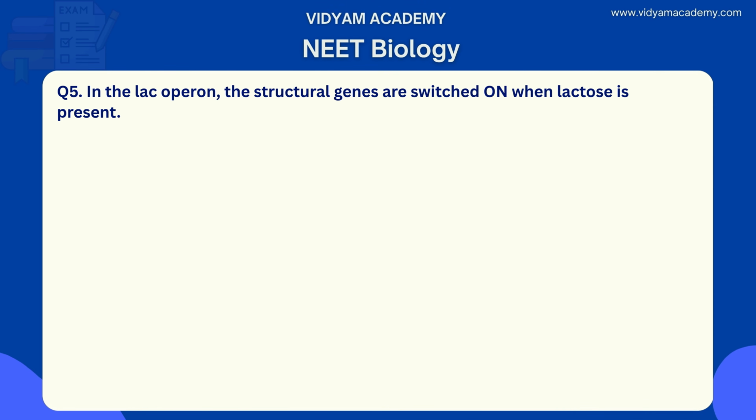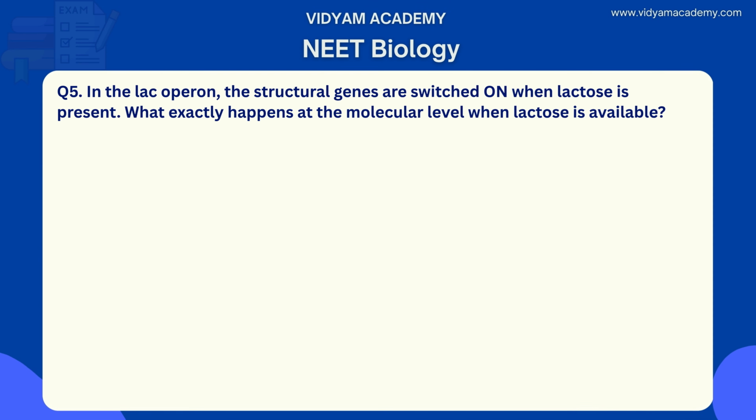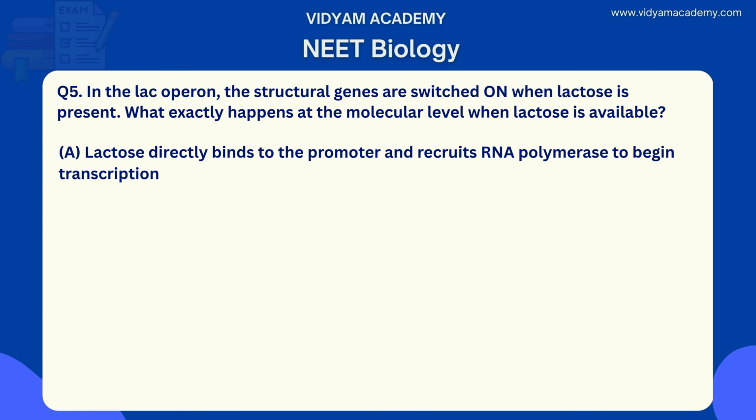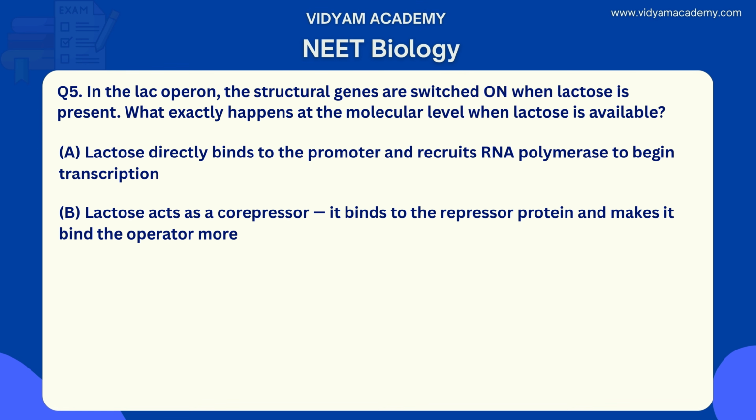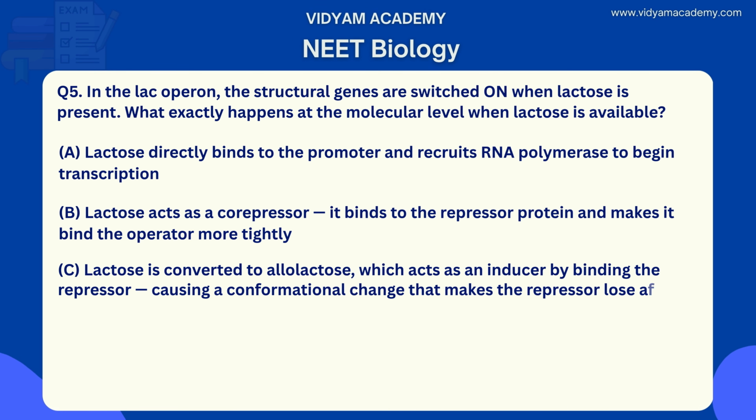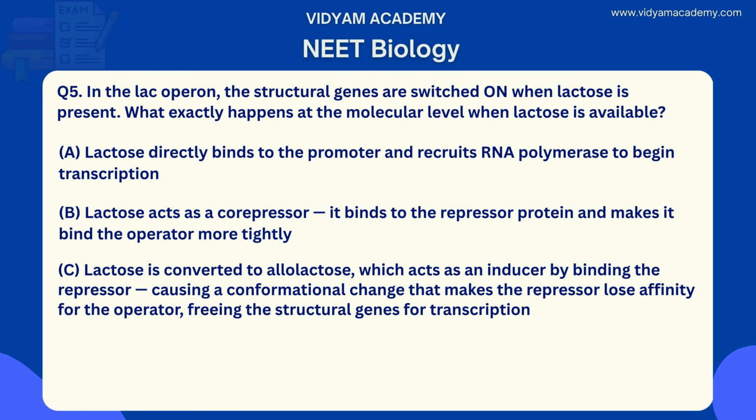In the lac operon, the structural genes are switched on when lactose is present. What exactly happens at the molecular level when lactose is available? Option A. Lactose directly binds to the promoter and recruits RNA polymerase to begin transcription. Option B. Lactose acts as a corepressor. It binds to the repressor protein and makes it bind to the operator more tightly. Option C. Lactose is converted to allolactose, which acts as an inducer by binding the repressor, causing a conformational change that makes the repressor lose affinity for the operator, freeing the structural genes for transcription.